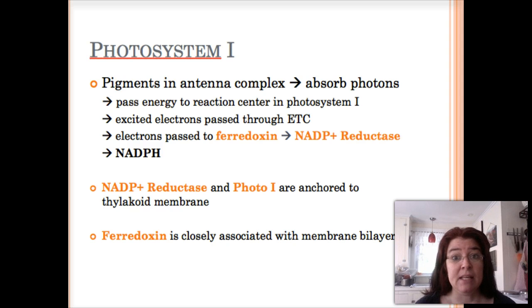Both NADP plus reductase and photosystem 1 are anchored to the thylakoid membrane. Remember, the electron chain proteins in general are anchored to their respective membranes. Ferredoxin is very closely associated with the membrane as well.